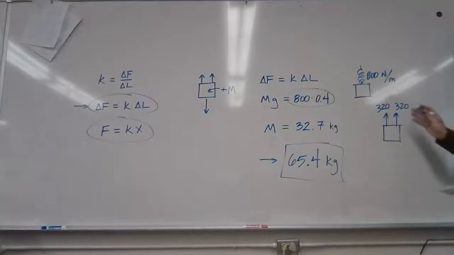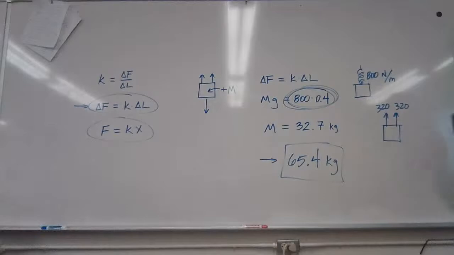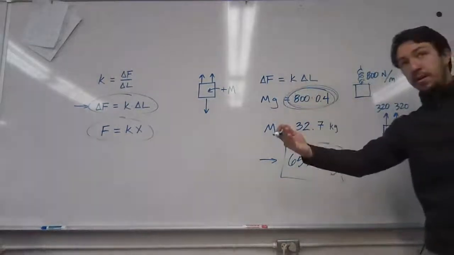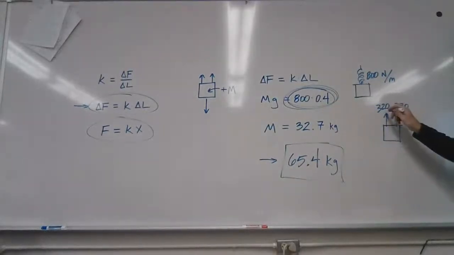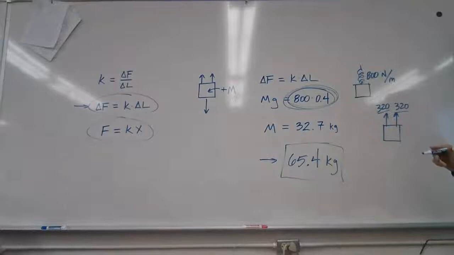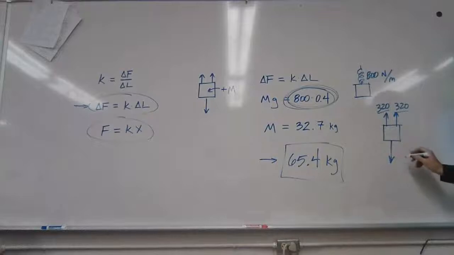But anyway, what if I just totally focused on these two numbers and said, how much force does this spring generate? How much extra force does it generate when you stretch it 0.4 meters? Well, each one's giving you 320 newtons. So now my force diagram says 640 up. How much force down was there? 640. So if I say this is equal to mg, and I solve for m, I get 65.4. So maybe that approach makes more sense.